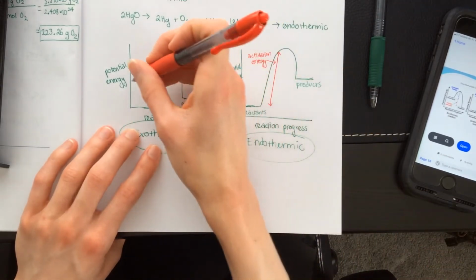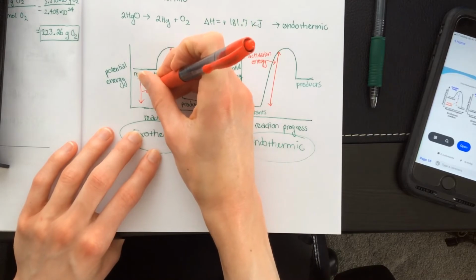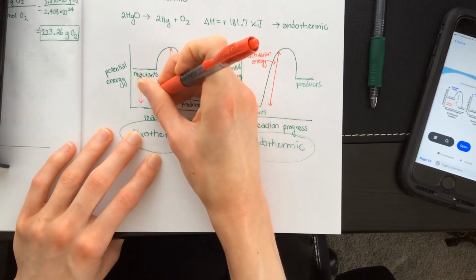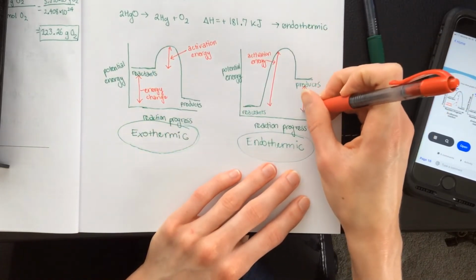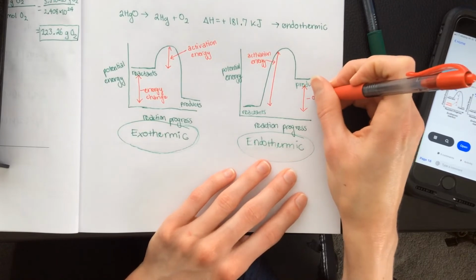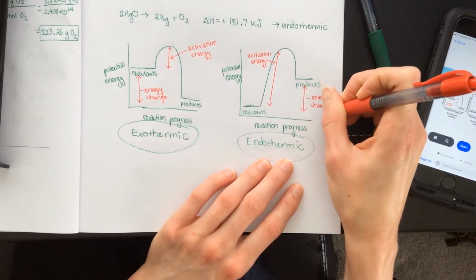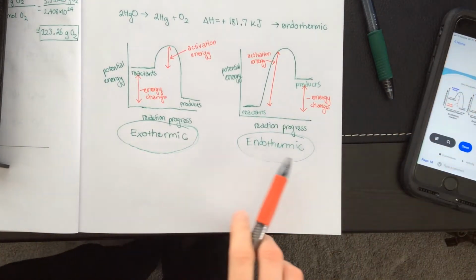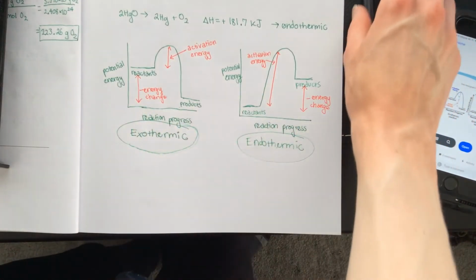And then this distance right here between the reactants and the products, that's the energy change that happens in the reaction. So in this case, it's how much energy is released. And in this case over here, it's how much energy is absorbed, because this one is endothermic. Okay, so you want to be aware of which one of these graphs is endothermic and exothermic, and then just be aware of what the different parts of them are.